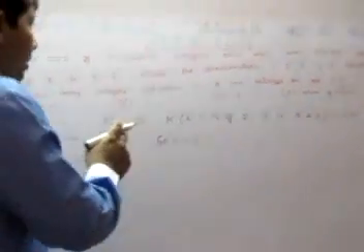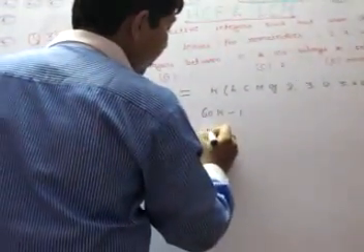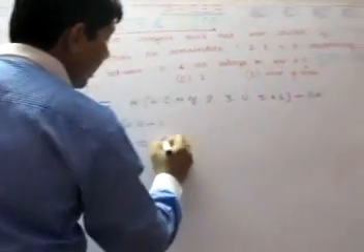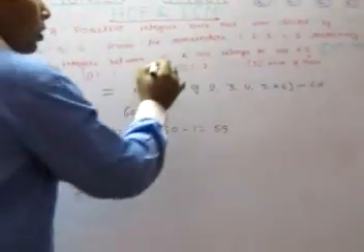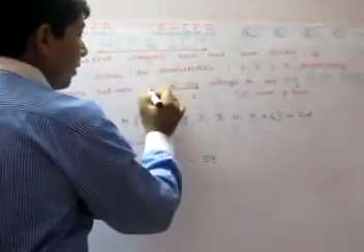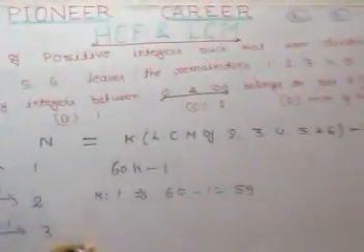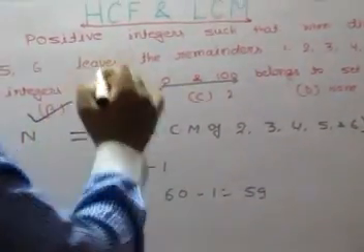Hence we need to find an integer from 0 to 100. If you put k equal to 1, you will get only one integer in this format, that is 60 minus 1, 59. Hence only one integer from 0 to 100 satisfies this condition, and it is 59. Hence the answer option is B.